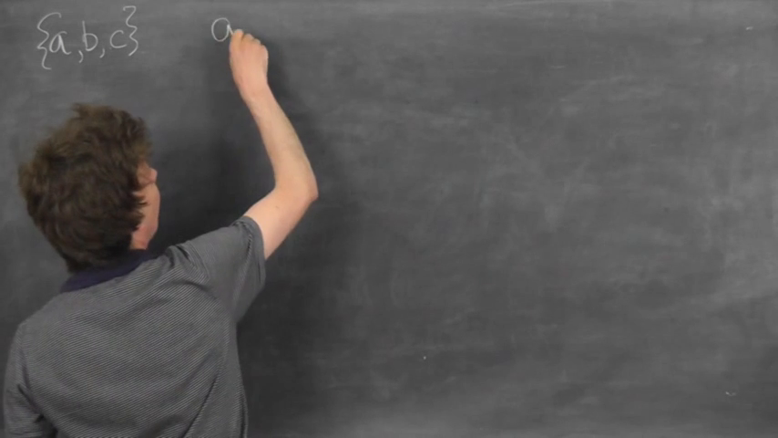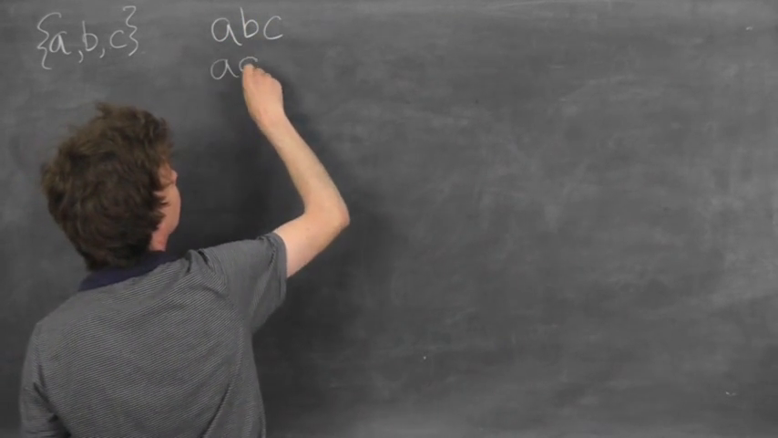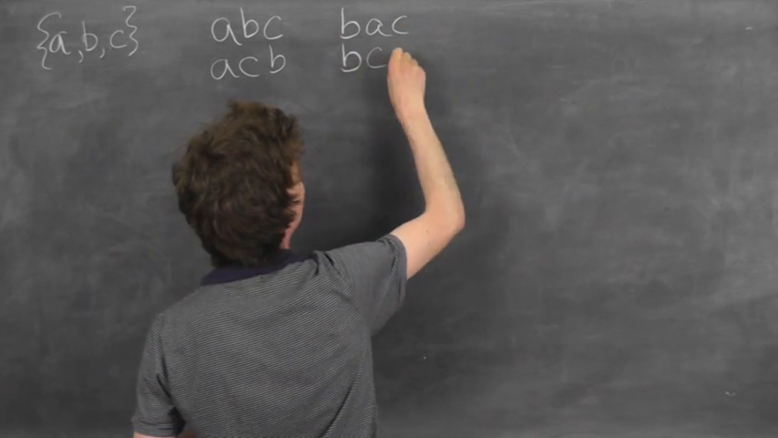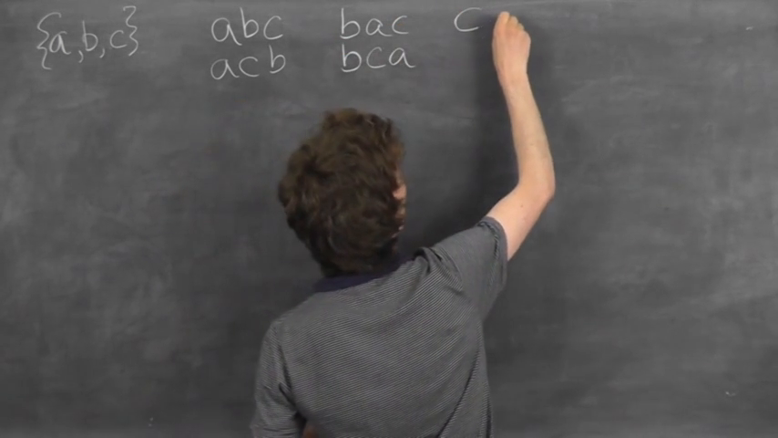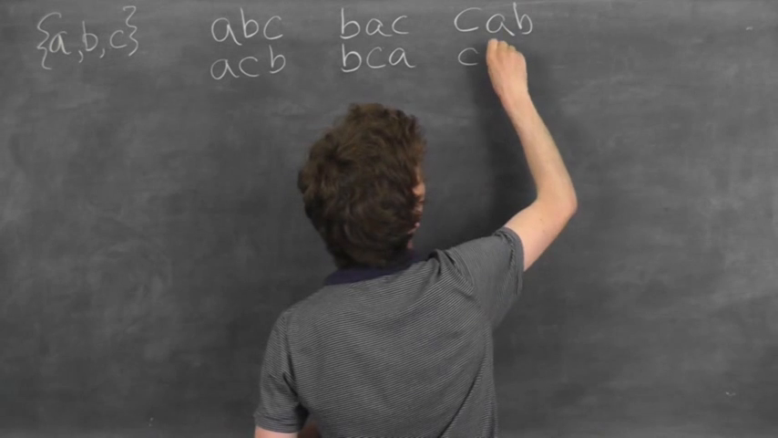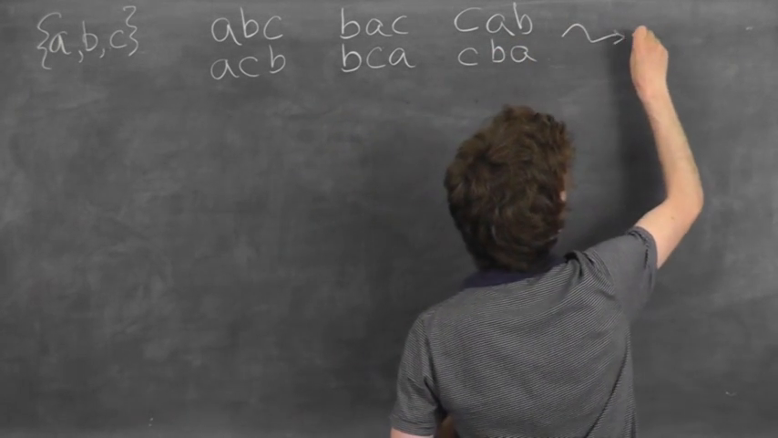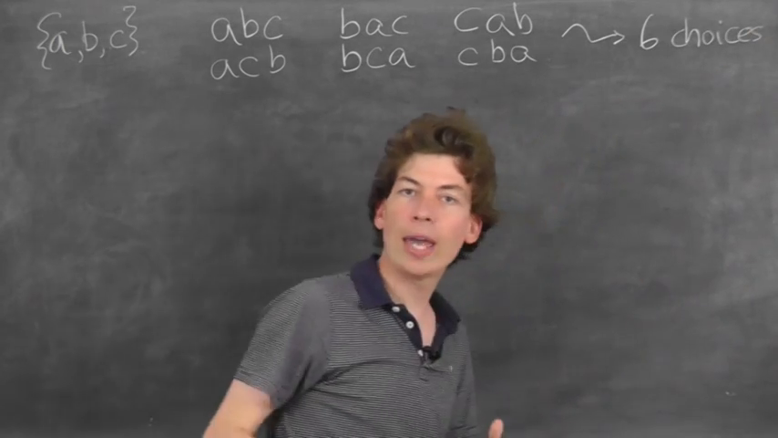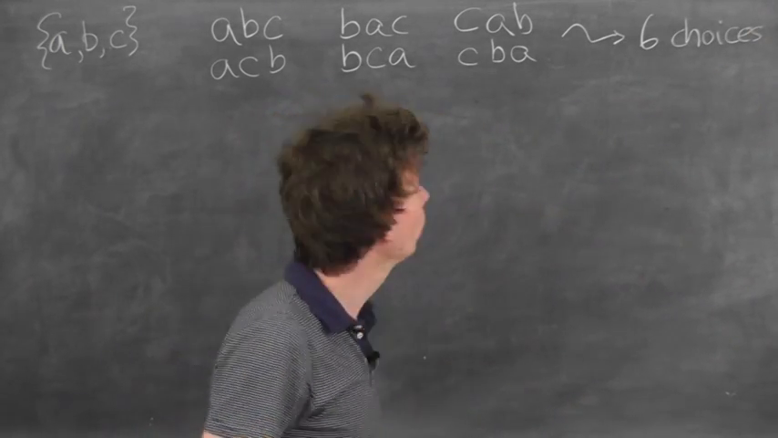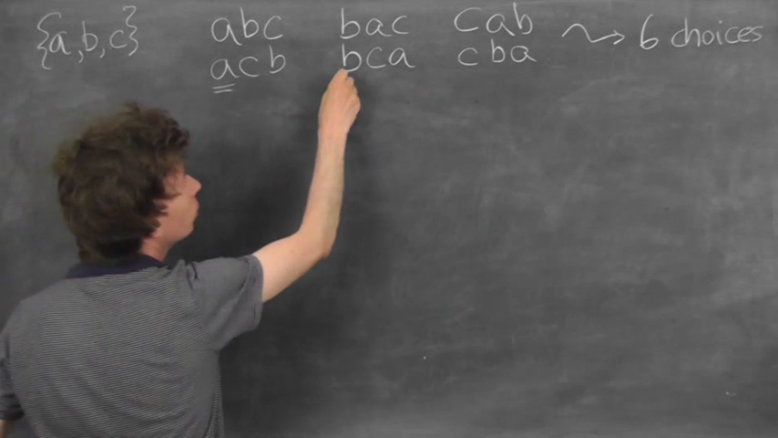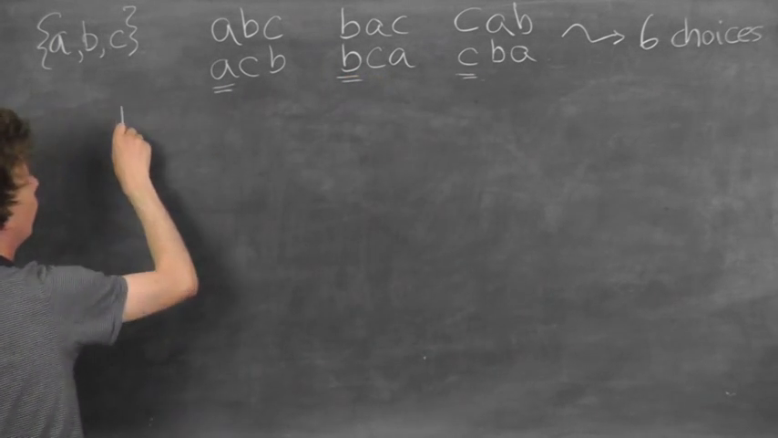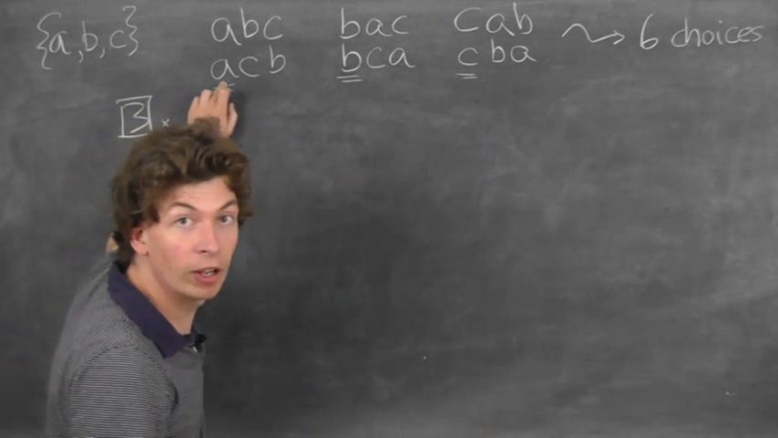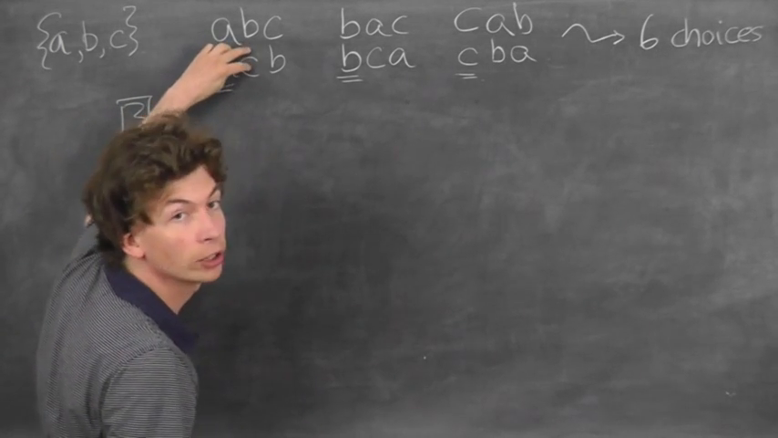Well, we've got ABC, ACB, BAC, BCA, CAB, CBA. So there are 6 choices. But where did this 6 really come from? Well, we started with 3 choices, right? Once we fixed our first choice, we were left with 2 choices.